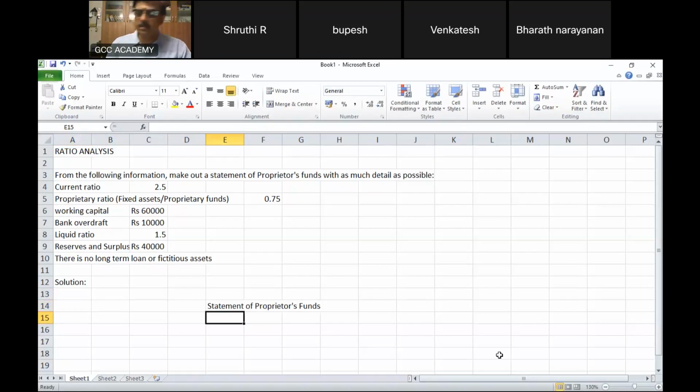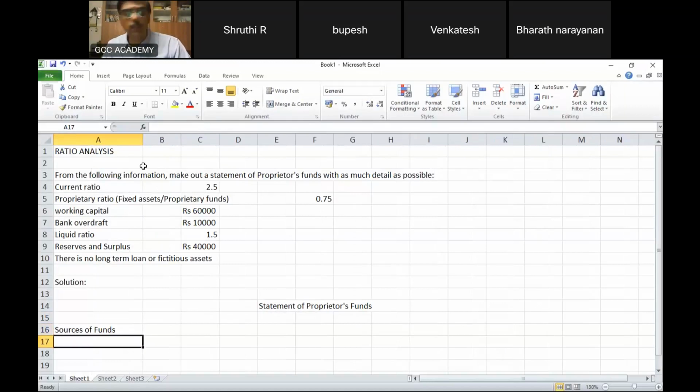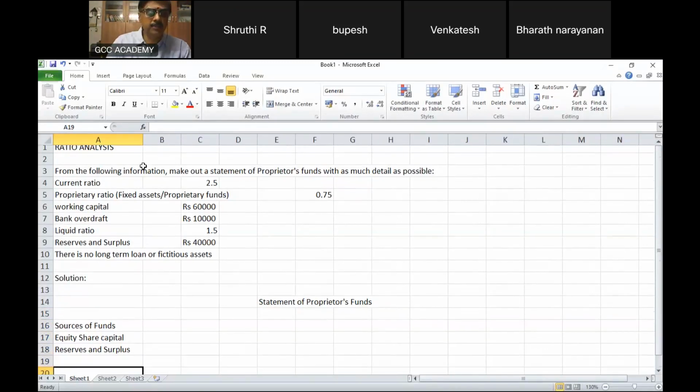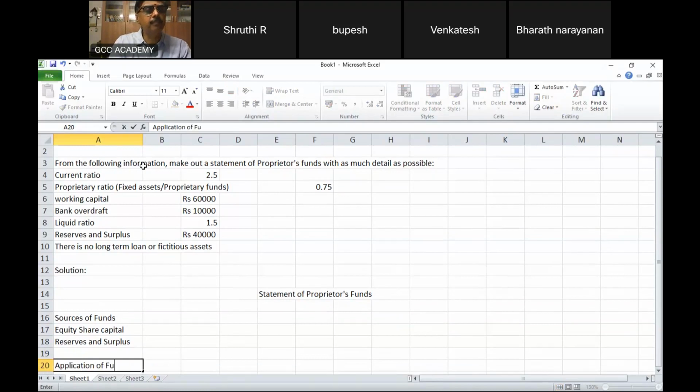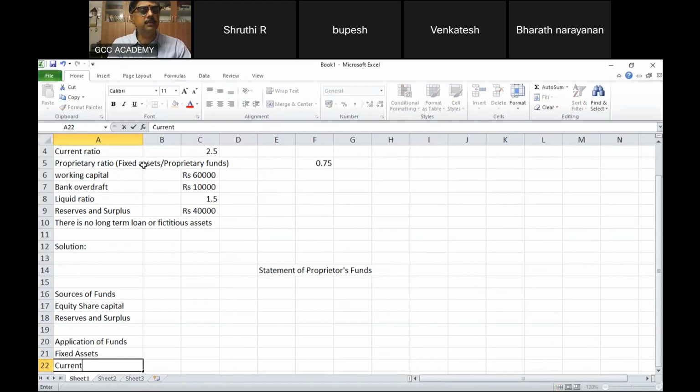So statement of proprietary funds, first sources of funds. Under that, equity share capital, and reserves and surplus. Then you have application of funds. Under that you have investment of funds: fixed assets, investments and all under fixed assets, then current assets, net current assets alone, working capital.